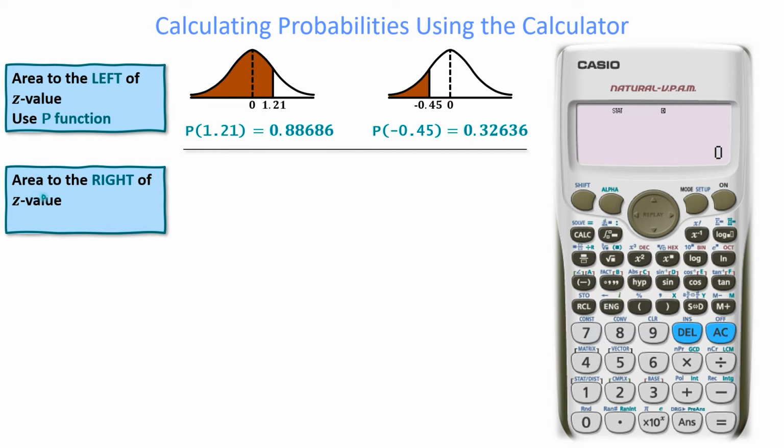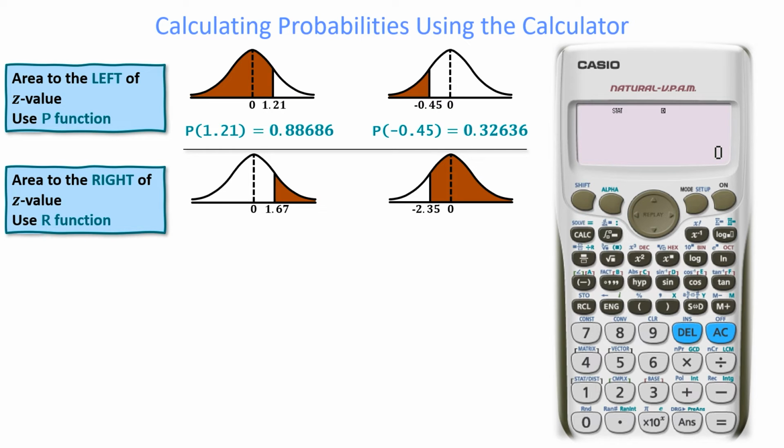Now, if you want the area to the right of the z value, so a scenario like this, whether it's positive or negative, the area is to the right of the z value. Remember, these are corresponding to the probabilities that they're greater than these z values. Then we use the r function.